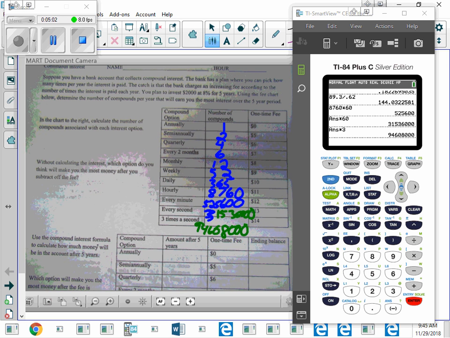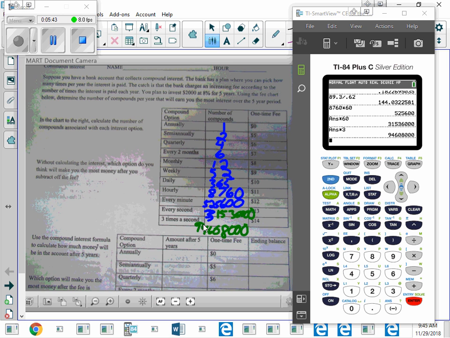Okay, without calculating the interest, which option do you think will make the most money after you subtract off the fee? So basically you're just going to check one of these, just guess. Which one is going to be the best idea? Now, the bottom one, the 3 times a second version, is definitely going to pay you the most interest. But the question is, is that interest enough that I can subtract off $14 and still have the highest amount? Okay, so just guess. And then we're going to use the compound interest formula to calculate how much money will be in the account after 5 years.